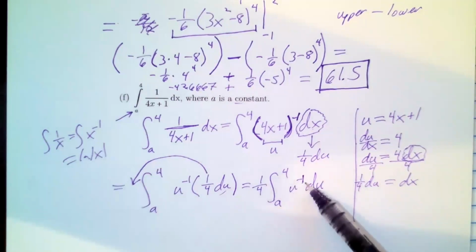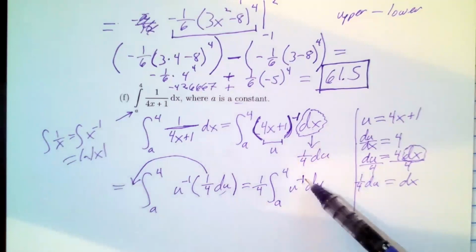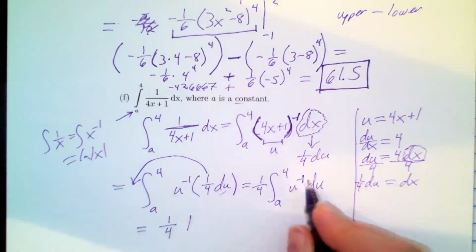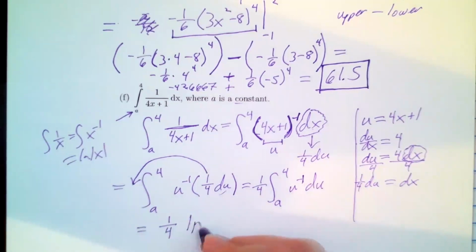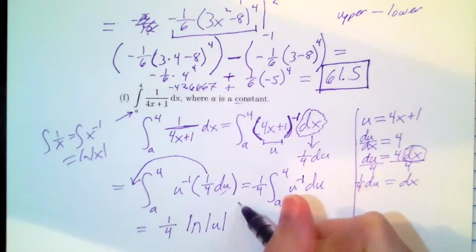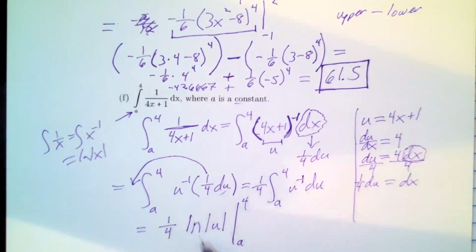I have u to the -1. The integral of x to the -1 is ln x. The antiderivative of u to the -1 is ln of u. So now I'm actually going to do the integration. The antiderivative of u to the -1 is ln of u, and this will be evaluated from a to 4, and this 1/4 goes out in front of the ln u term.